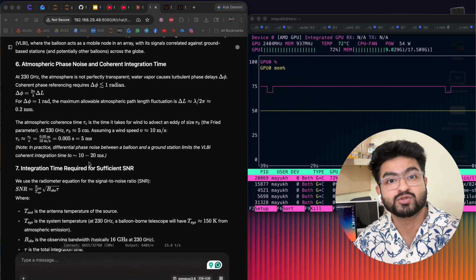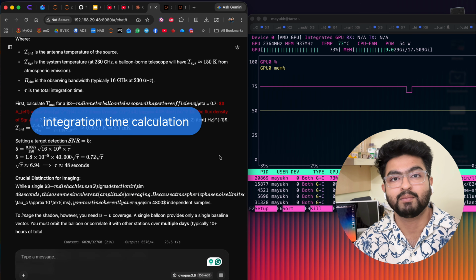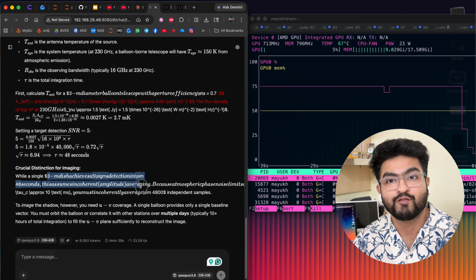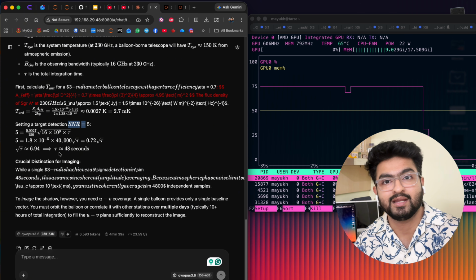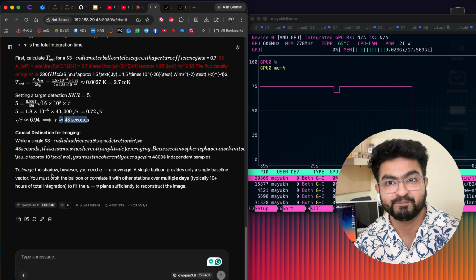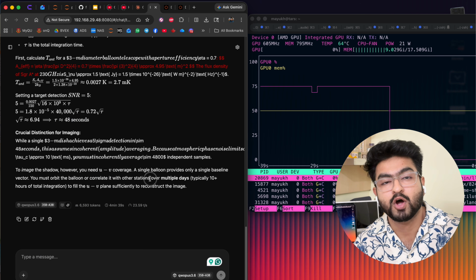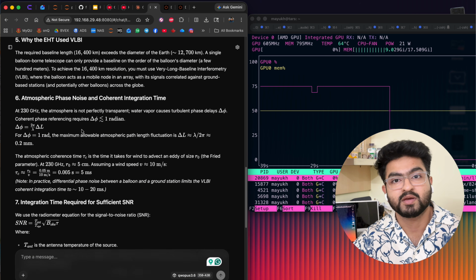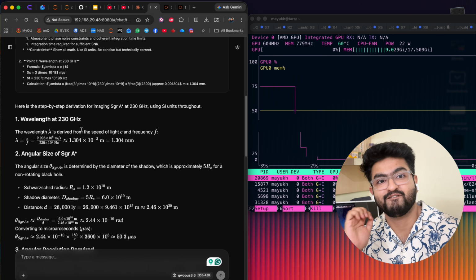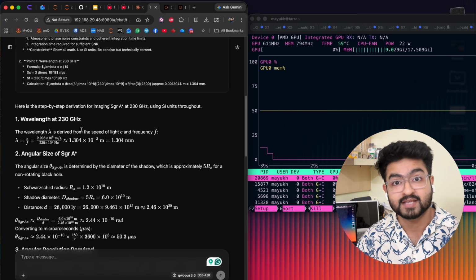Atmospheric phase noise, coherence time of about 5 milliseconds at 230 gigahertz, it's also roughly correct. Then it gets to the integration time calculation, the antenna temperature, the system temperature, bandwidth, blah, blah, blah, and it writes 48. That's kind of not right. Square root times 10 to the 9, that's not 40,000. That's about 166,000. Qwopus dropped a factor of 3 there for some reason. The correct integration time isn't 48 seconds, it's about 5 seconds. Every other piece of this answer was more or less correct.